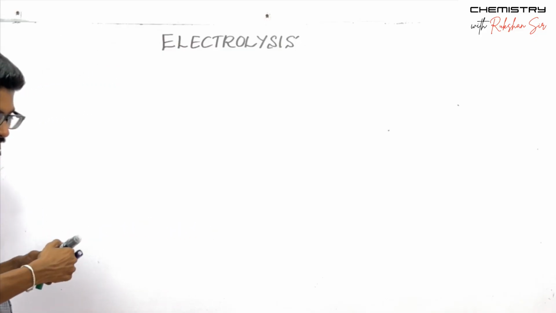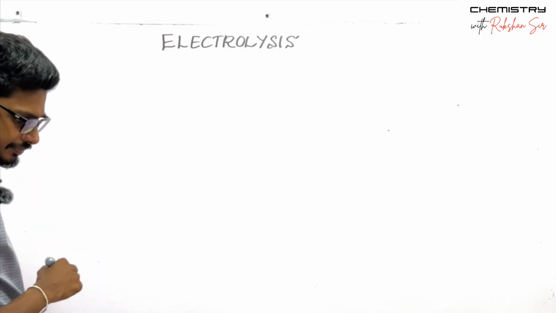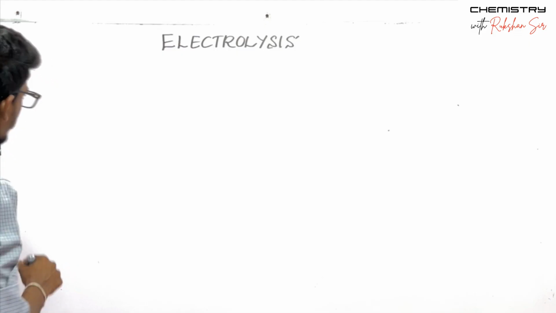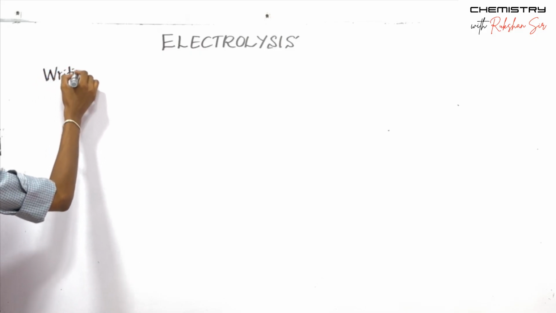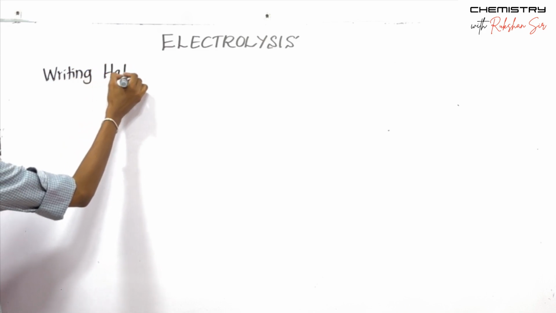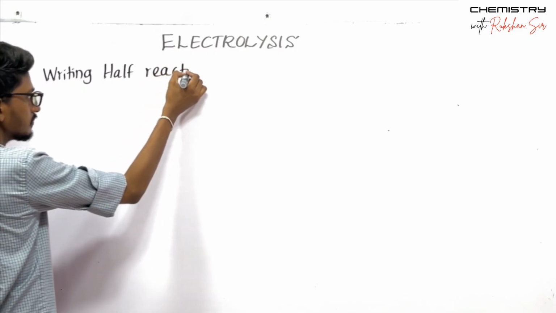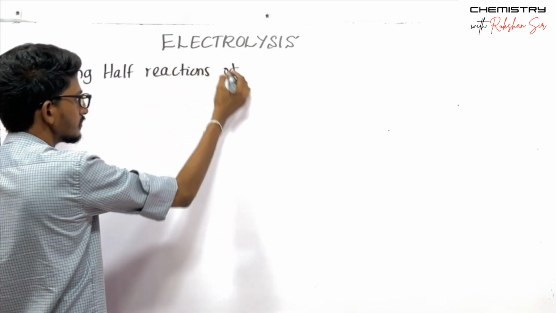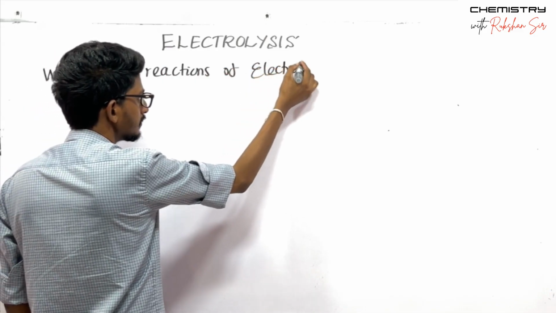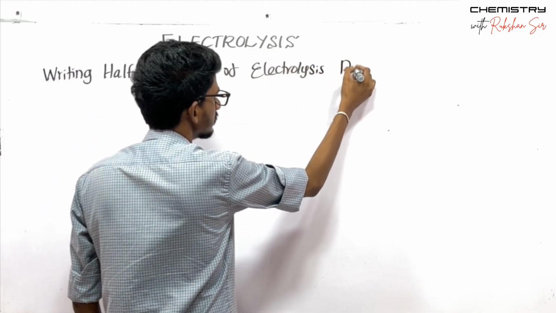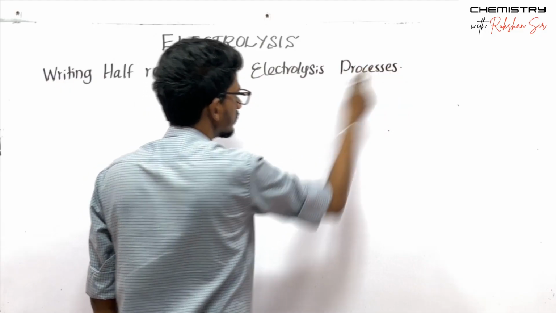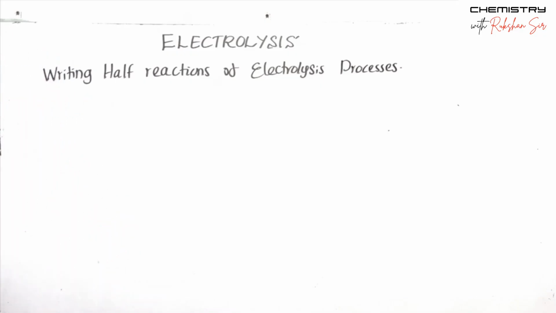So, writing half reactions of electrolysis process. That is the topic here. So we are starting with the cathodic reduction reaction.